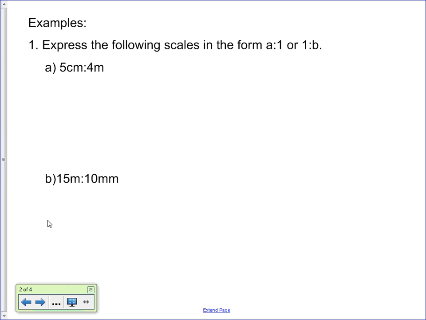So we've got to look at which one is bigger and then decide whether it's going to be A to 1 or 1 to B. So out of 5 centimeters and 4 meters, which one's bigger? 5 centimeters or 4 meters? Which one's bigger? 4 meters. Okay, so 4 meters is bigger. So this will be in the form of 1 to B.